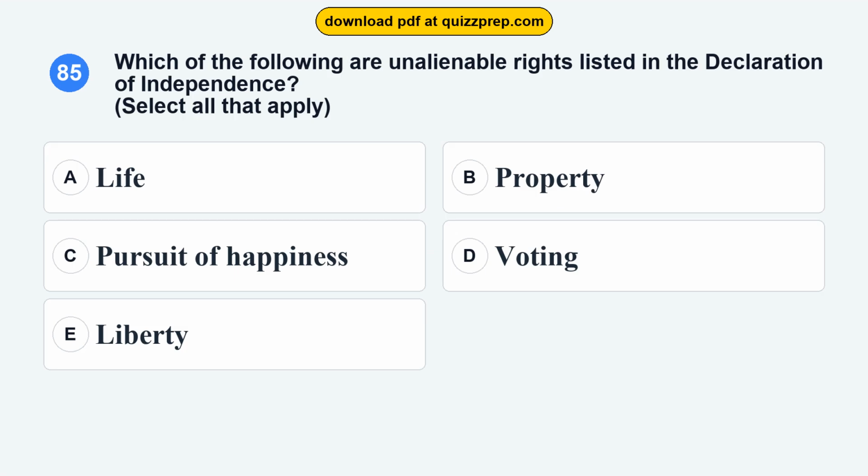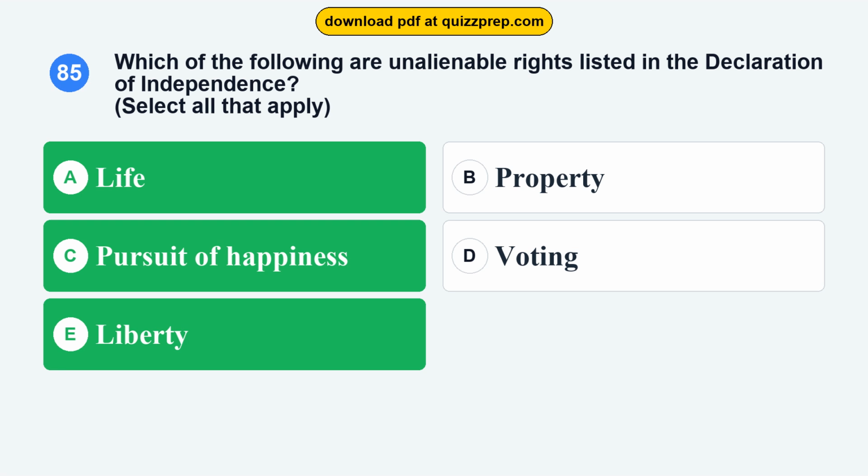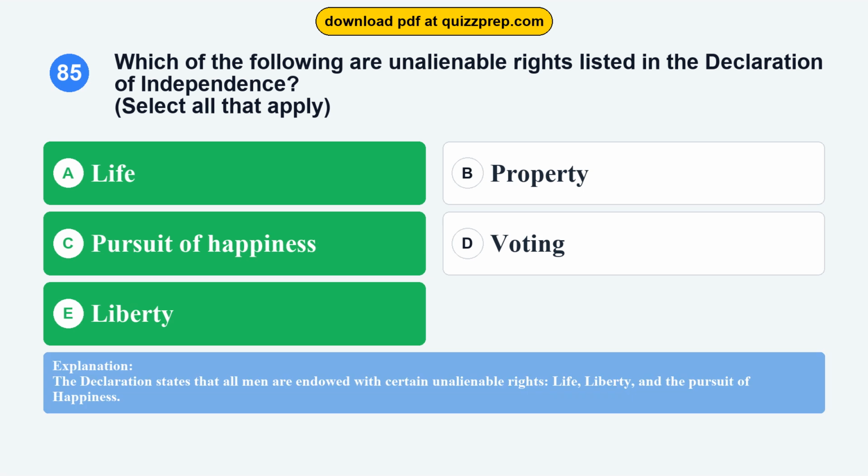Question 85. Which of the following are unalienable rights listed in the Declaration of Independence? Option A. Life. Option B. Property. Option C. Pursuit of happiness. Option D. Voting. Option E. Liberty. The correct answers are options A and C and E. Life, pursuit of happiness, liberty. The Declaration states that all men are endowed with certain unalienable rights, life, liberty, and the pursuit of happiness.